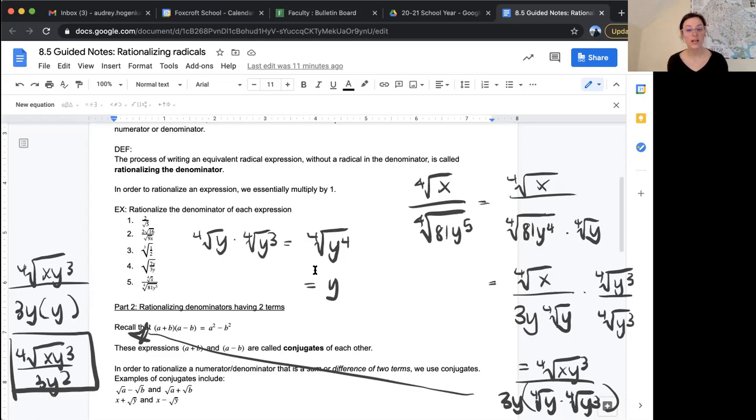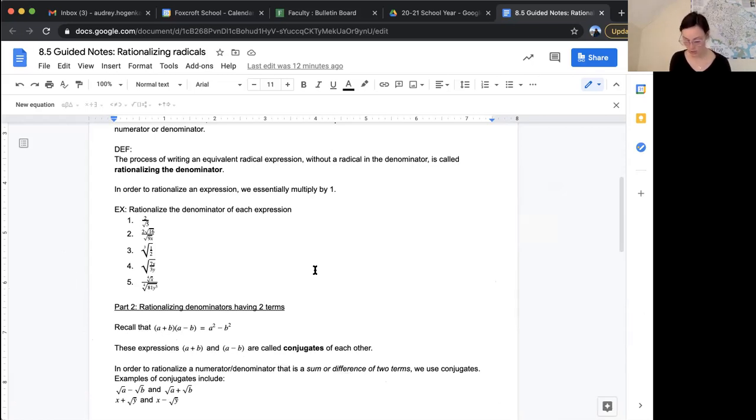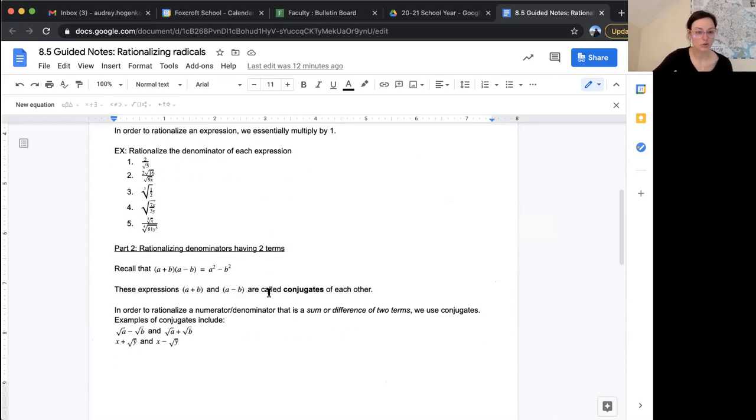And in order to eliminate that radical from the denominator, I needed to go ahead and multiply by the 4th root of y cubed so that this 4th root of y became the 4th root of y to the 4th, which has an even 4th root of just y. Okay, so this one's a little bit complex. Take a second and think about it. And we will move on to rationalizing denominators having two terms.